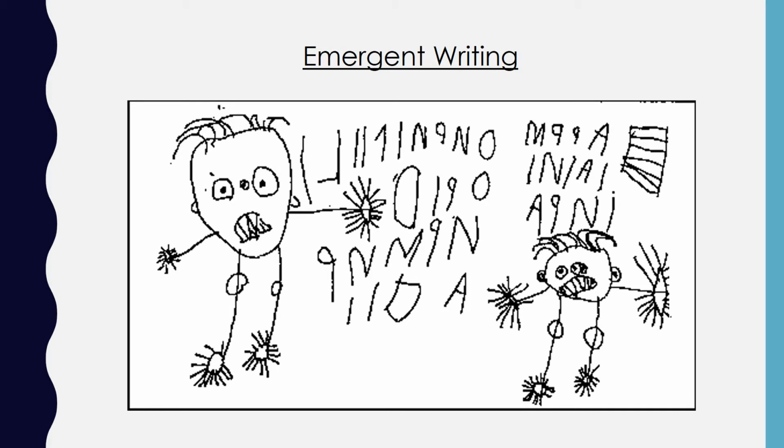Much of the writing emergent learners will engage in involves scribbles and pretend writing. We must support them in their writing development by modeling the writing process and developing their phonics and phonemic awareness.